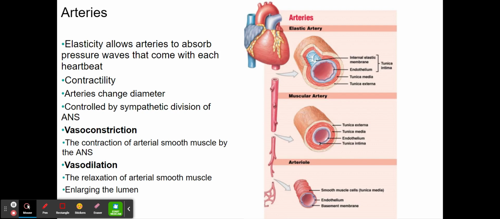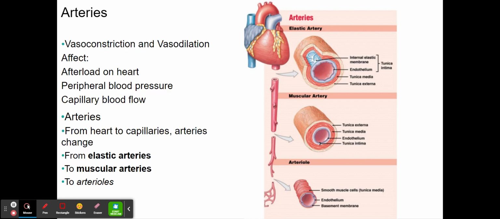The contractility of the arterial walls enables them to actively change diameter. This change takes place primarily under the control of the sympathetic division of the autonomic nervous system. When stimulated, arterial smooth muscles contract, constricting the artery, a process called vasoconstriction. When these smooth muscles relax, the diameter of the lumen increases, a process called vasodilation.